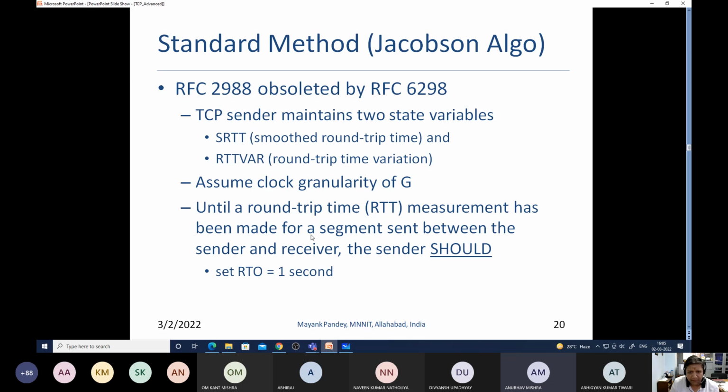Until a round trip measurement has been made for a segment sent between the sender and receiver, the sender should set RTO to 1 second. Until an actual RTT measurement is made, RTO will remain set to 1 second. That is, in the first round the initialization of RTO is 1 second. Be with me, 3 variables have been collected: SRTT, which we saw earlier, RTT variance, and clock granularity. I'm just coming to it. What do you mean by clock granularity? And initialization of RTO is 1 second until one actual RTT is measured.